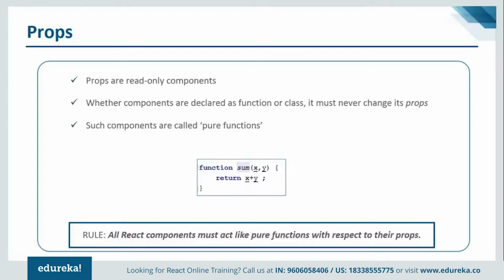If you see this function, as I have shown in this demo, we have the function called sum, which is accepting arguments x and y. So its job is to always return the sum. Whenever this function is called, it will never change its props. In React, the only rule we have and that we must follow is that all React components must act like pure functions with respect to their props. So let's find out how it's happening with the help of a practical demo.